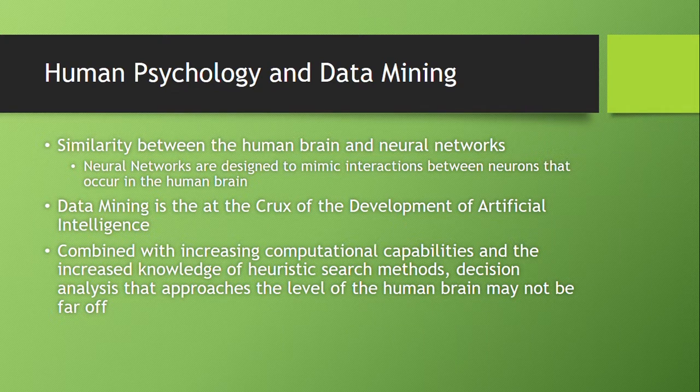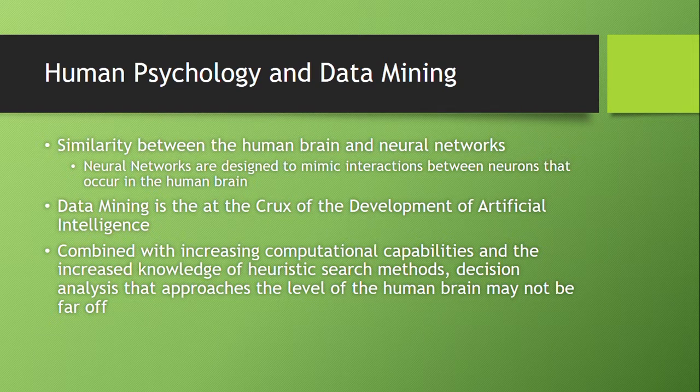So briefly talking about human psychology and data mining, I mentioned in the last slide that there is a similarity between the human brain and neural networks. Neural networks are designed to mimic the interactions that happen between neurons in the human brain. And I guess I also said this in the last slide, that data mining is kind of at the crux of the development of artificial intelligence. Being able to collect very, very large amounts of data and pull valuable information out of them is critical to the development of artificial intelligence.